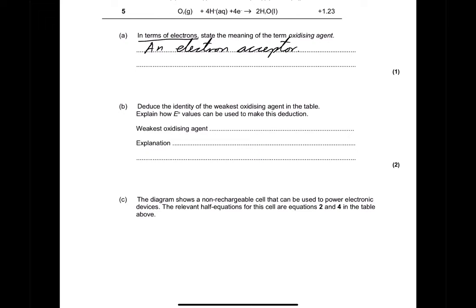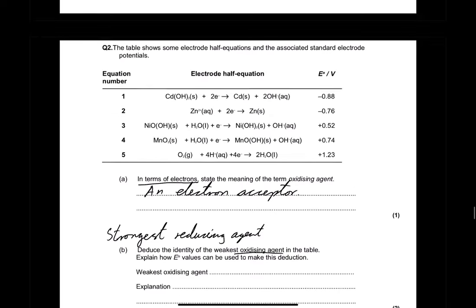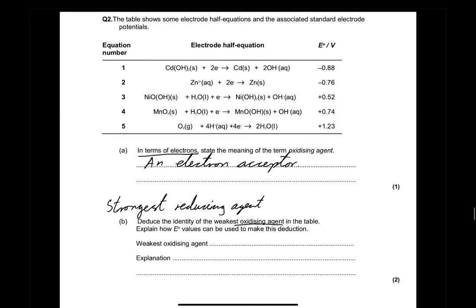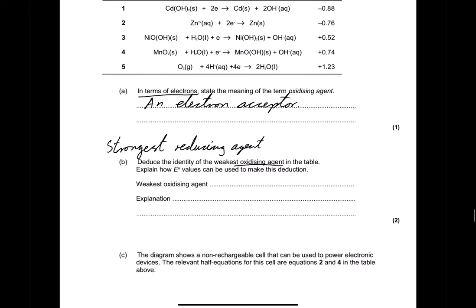The identity of the weakest oxidizing agent in the table can be used to make this deduction. Okay, so it means the strongest reducing agent. I always do this, it always helps me out. Strongest reducing agent means it's very good at being oxidized, so it has a very negative value. So I would say Cd, but it's an oxidizing agent, so it has to get reduced to cadmium hydroxide.